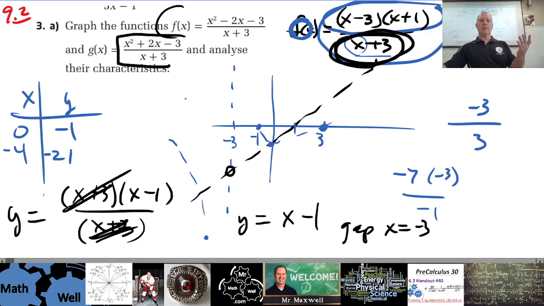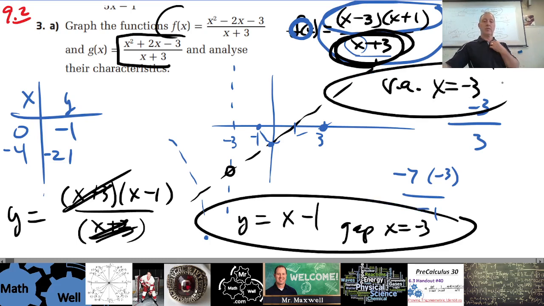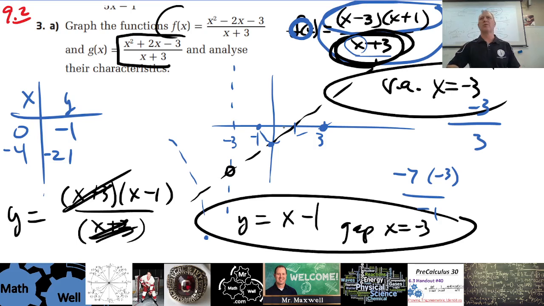So characteristics, the big thing is you have a gap at x equals -3, and you have a vertical asymptote at x equals -3 for this one. You can find intercepts and stuff like that too, but the gaps and the asymptotes are the big deal.